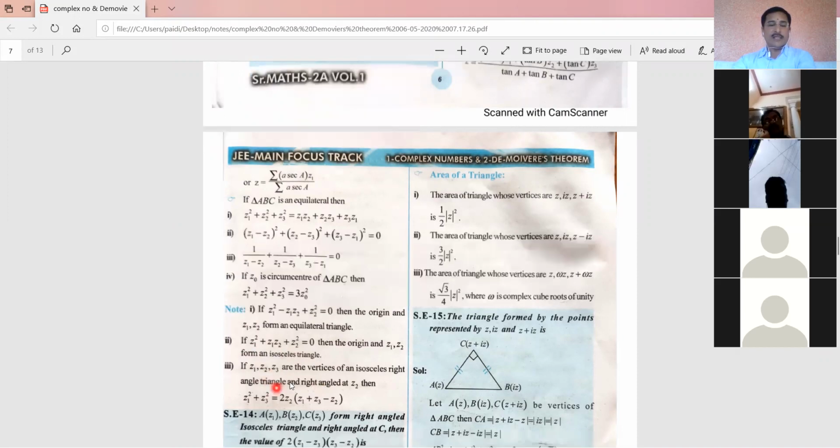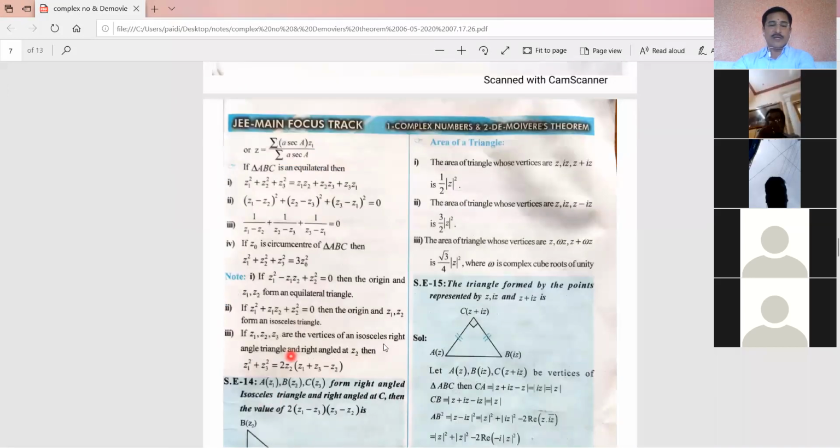And the next one is if Z1 Z2 Z3 are the vertices of an isosceles right angle triangle. So this is another important condition.